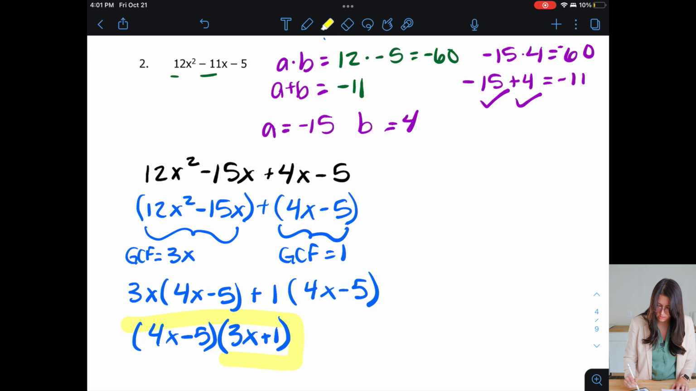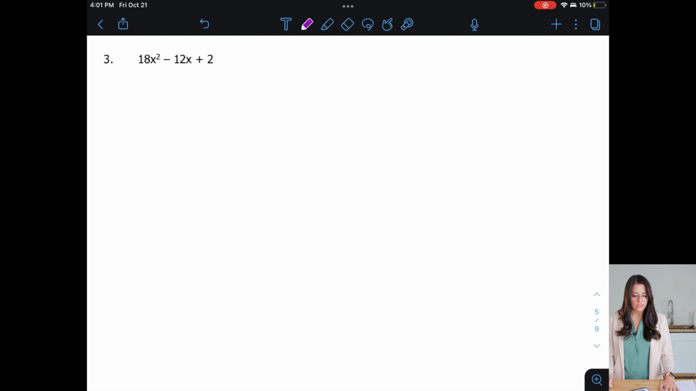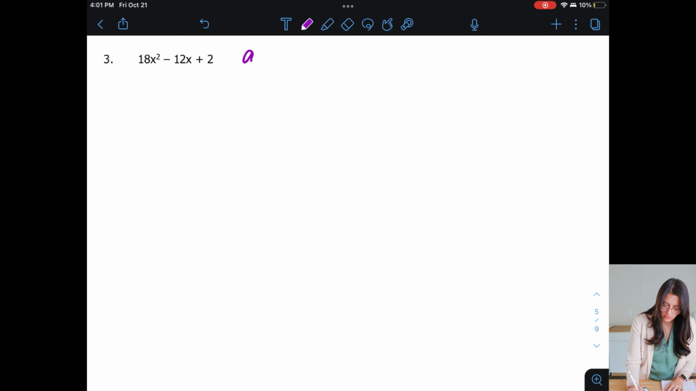And that is your final answer. Number 3 says 18x squared minus 12x plus 2. Let's begin by finding our a and b terms. A times b equals the first term, 18, times the last term, 2, which equals 36. Then a plus b equals our middle term, negative 12.